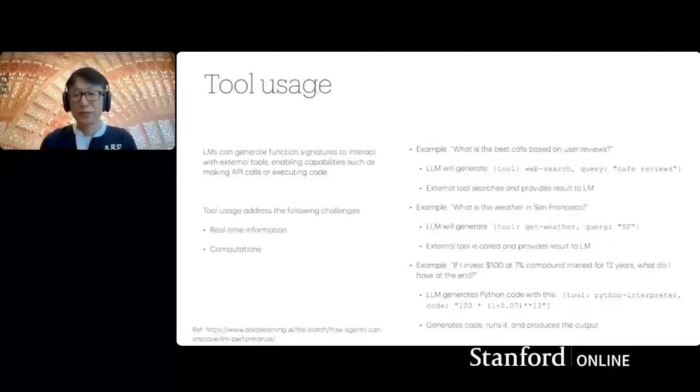Then the software receives this text output from the model, parses it, and actually makes an API call to the weather provider, gets the weather information, and provides it back to the language model. Then the language model will generate a more human-friendly or helpful output based on this API result.